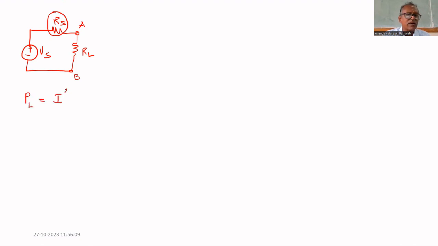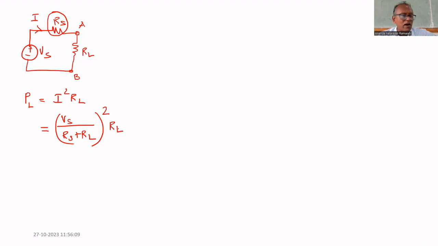So what is the expression for load power? That is equal to I square RL. Am I correct? Let the current through the load be I. This is I square RL, that is the power across the load. PL equals I square RL. Or, if you want to write in terms of source and resistances, I can be written as Vs divided by Rs plus RL. Am I correct or not? So PL equals Vs upon Rs plus RL, whole squared, multiplied by RL.